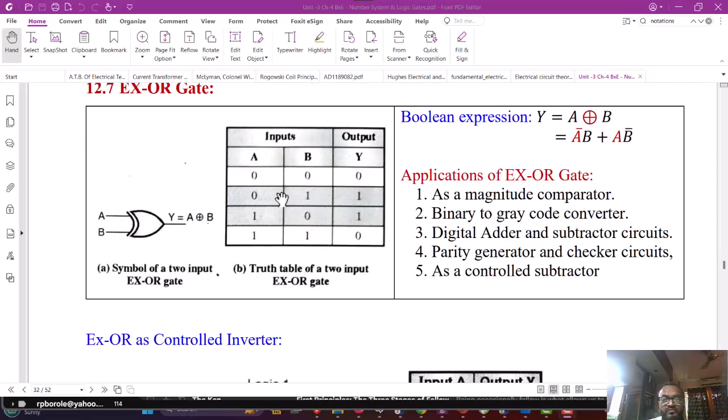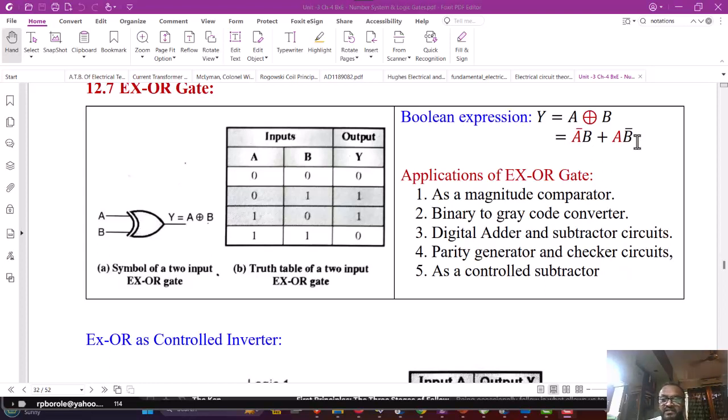In the second row, A is equal to 0 and B is equal to 1. Put these values in this logic expression for the Y output. A = 0 means A bar is equal to 1, whereas B is already 1. So A bar B is 1 and 1, which gives output 1.